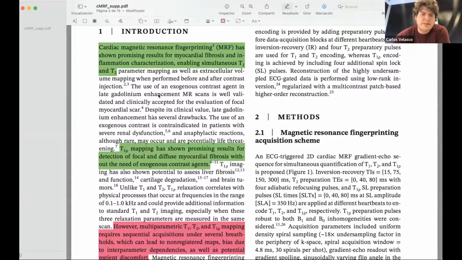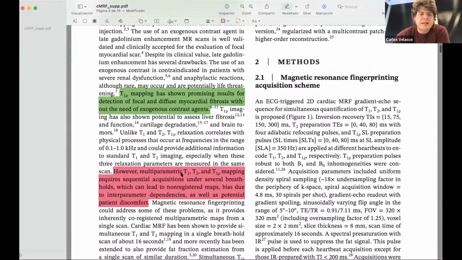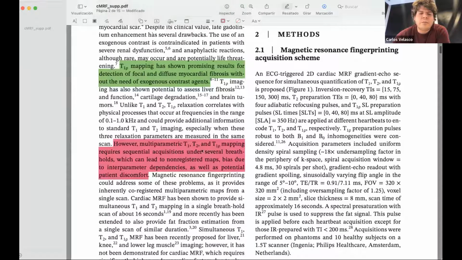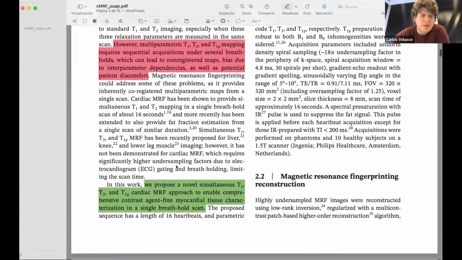There have been many works showing the ability of T1 rho to show enhancement endogenously on scar or fibrosis. So we wanted to extend the CMRF approach to have multiparametric T1, T2, and T1 rho mapping in the same sequence, in one breath hold of about 16 seconds. This way we would avoid problems like misregistration of the maps or patient discomfort that usually happen when we do sequential multiparametric mapping.